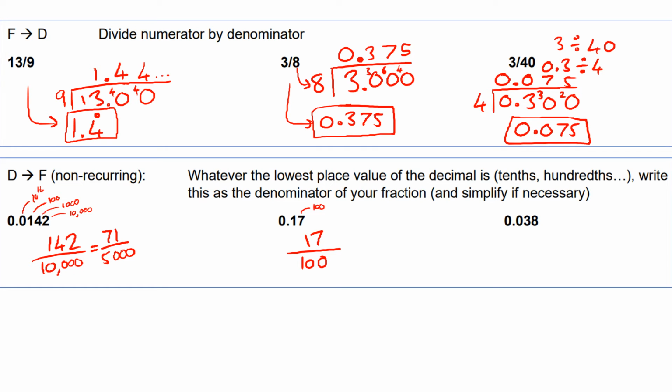And 0.038, we've got tenths, we've got hundredths, we've got thousandths. So 1,000 goes on the base, 38 on the top, and then simplify, we can divide both of those by 2 and make it 19 over 500. And then there's one more, because this is decimals to fractions if they are not recurring decimals.